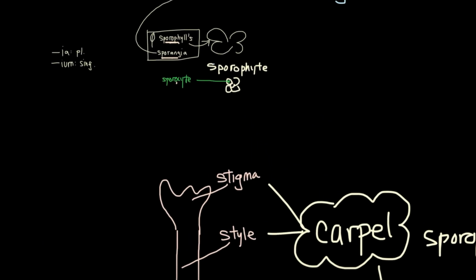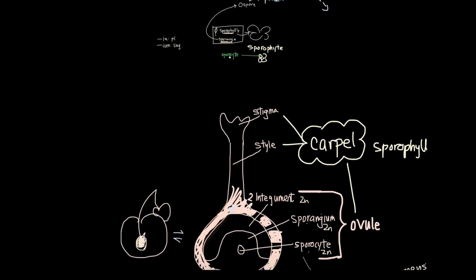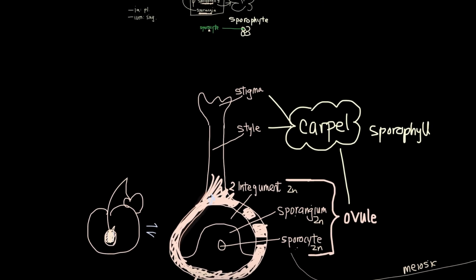So the sporangia is a spore-producing organ. But then what is a sporocyte? The sporocyte is a spore-producing cell. So what you can say is the sporocyte, the spore-producing cell, is inside the sporangia, the spore-producing organ, which is on the underside of the sporophyll, which is the modified leaf. And all of this is in the sporophyte, the full-grown diploid plant. So that makes sense that our sporangia will eventually contain the sporocyte.